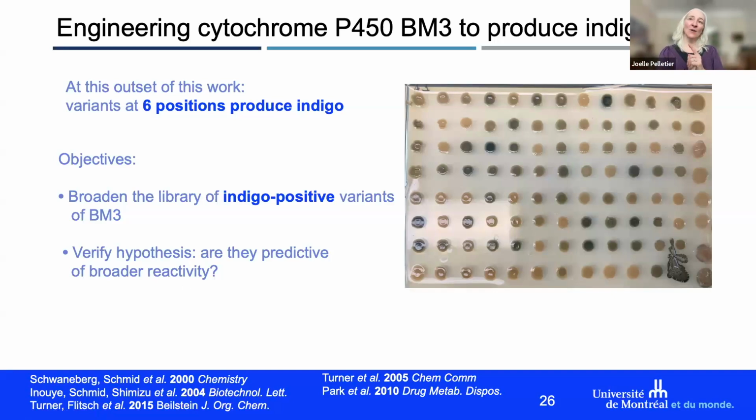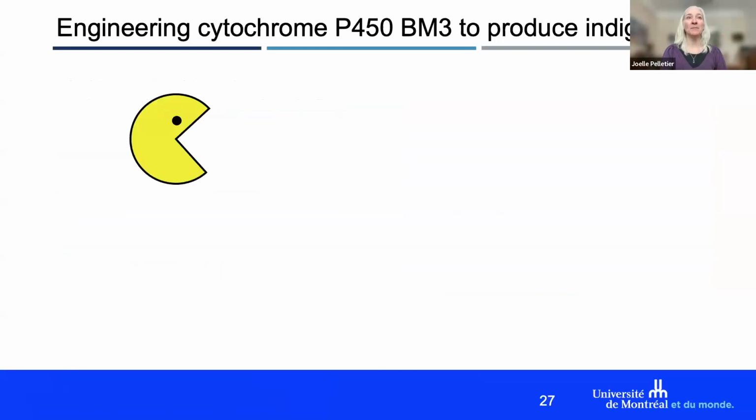And the reason for which indigo formation is such an interesting reaction to look at is that here you're looking at a rectangular Petri dish, and it holds 96 different colonies of E. coli, and each colony is expressing a different variant of P450 BM3, and you can easily see which ones are producing indigo. So indigo is so easy to screen for that if it allows us to focus in on variants that are more likely to then catalyze an oxidation reaction of interest, well, this would be a winning game.